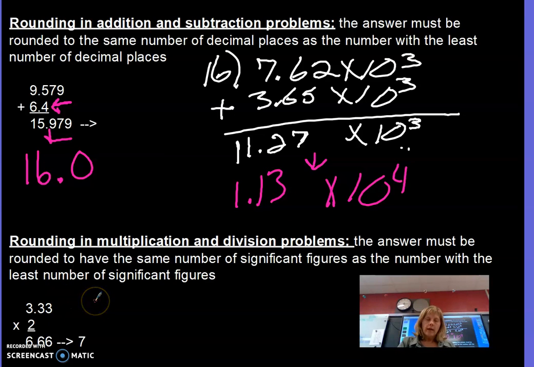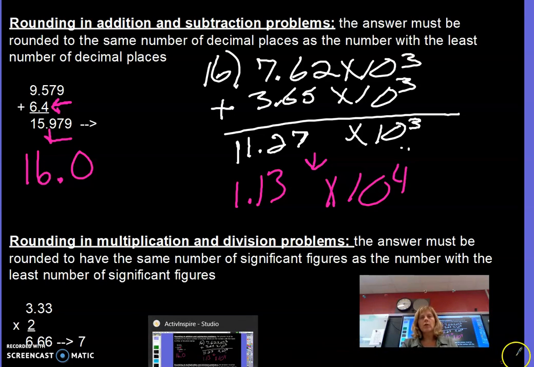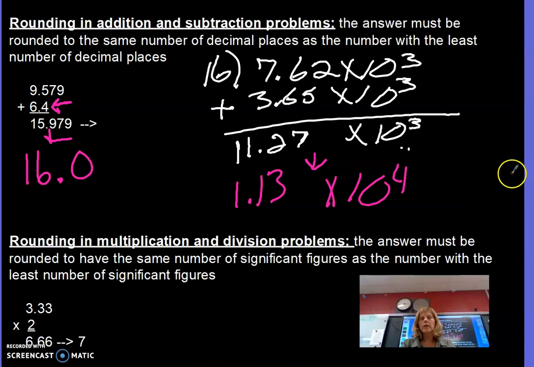Multiplication and division, again, a little bit different. The rule is a little bit different, and I did an example here. So when we talk about rounding in multiplication and division, the answer must be rounded to have the same total number of significant figures. Now I don't care about places at all anymore. I want the total number of significant figures to be the same as the number that is my least precise number.